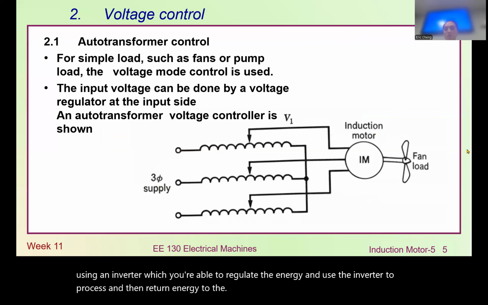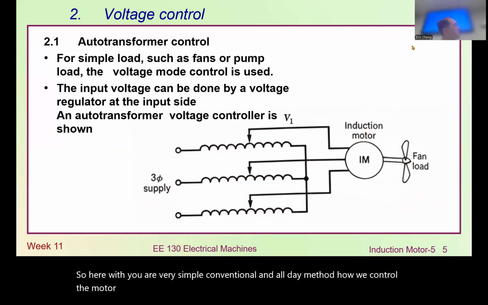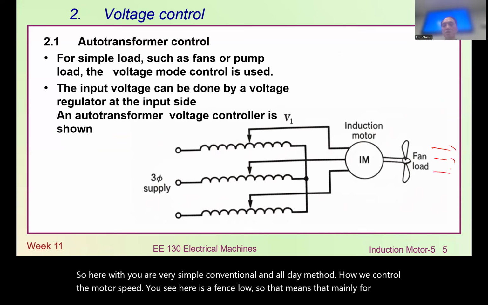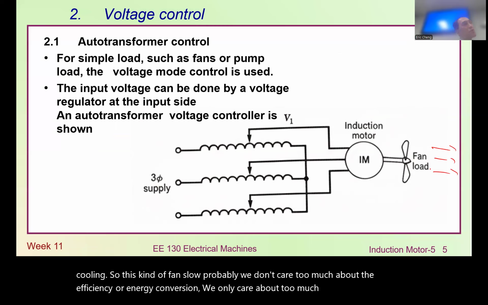So here we'll give you a very simple, conventional and old-day method of how we control the motor speed. You see here is a fan load, so that means that it's mainly for cooling. So for this kind of fan load, probably we don't care too much about the efficiency or energy conversion. We only care more about controlling the speed.